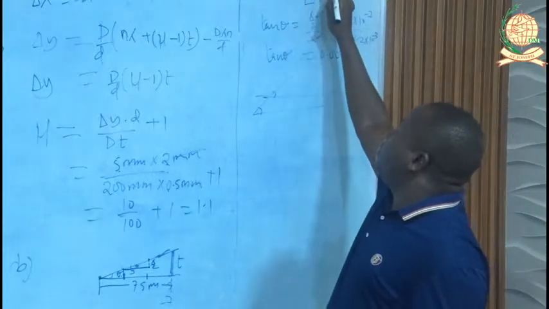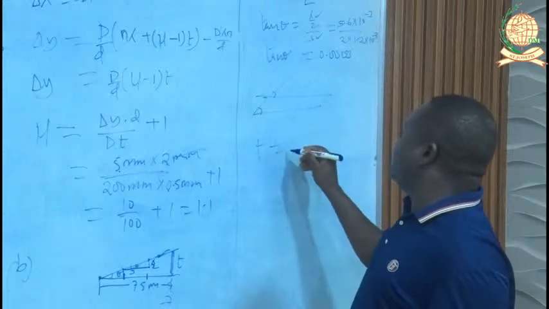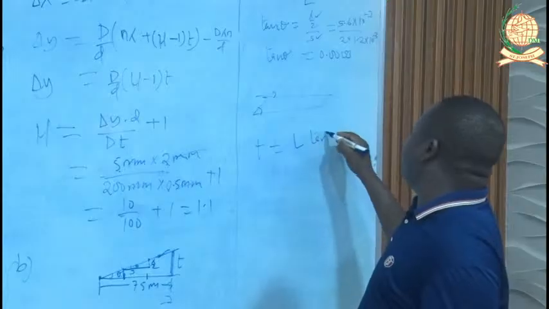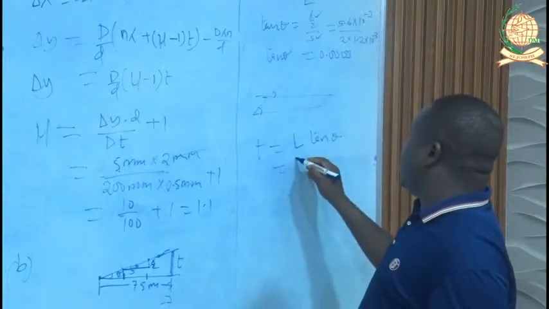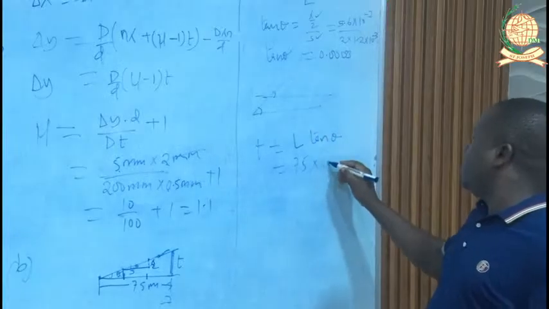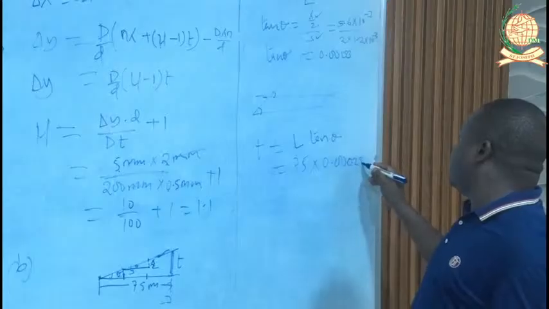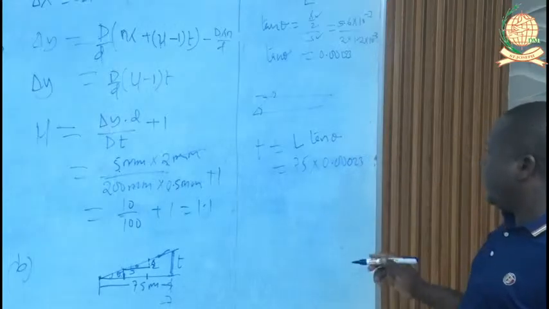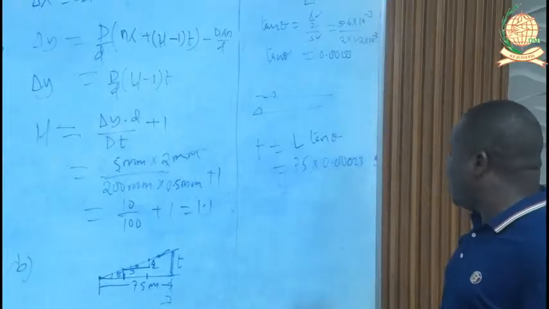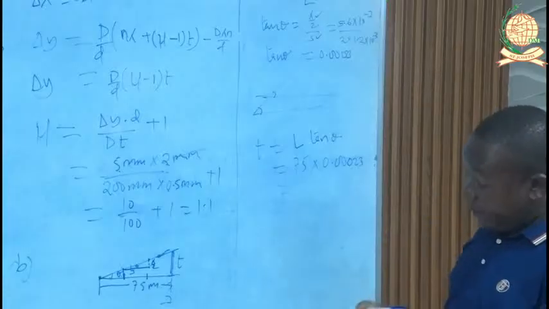Second part, you are looking for this T. So T is equal to L times tan of theta. So L is 75, tan of theta is this one, 0.0023. So you get your thickness of the foil.